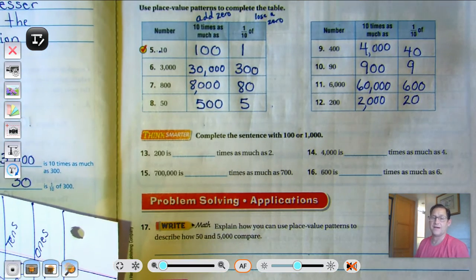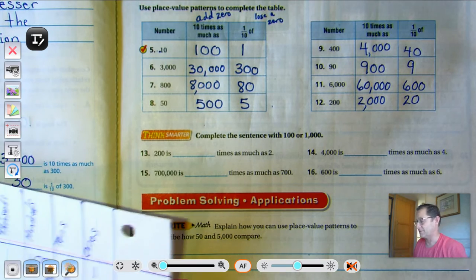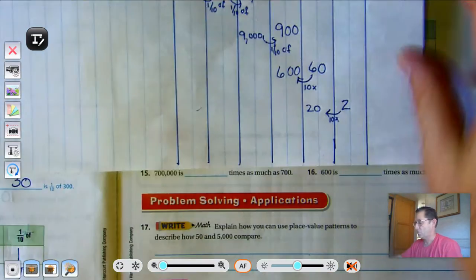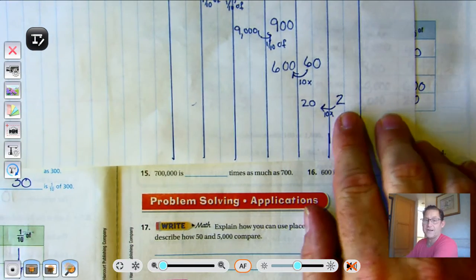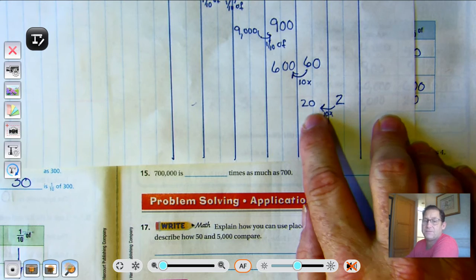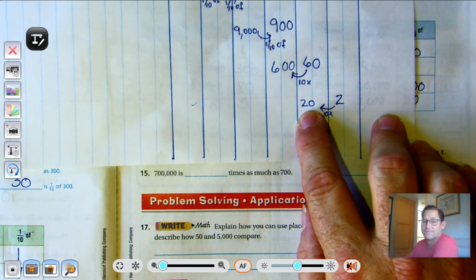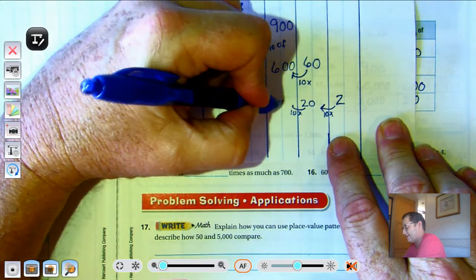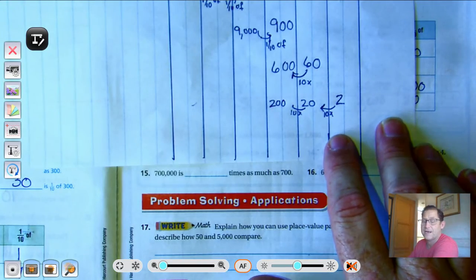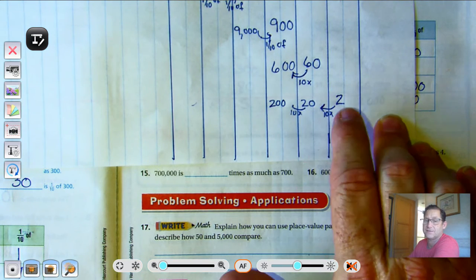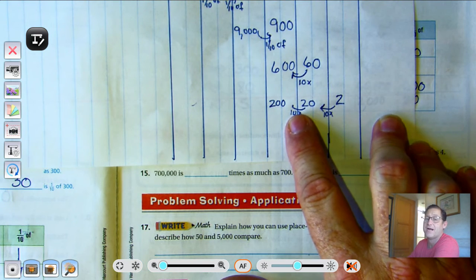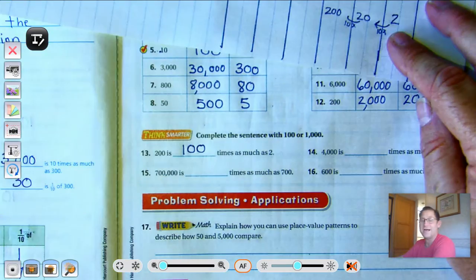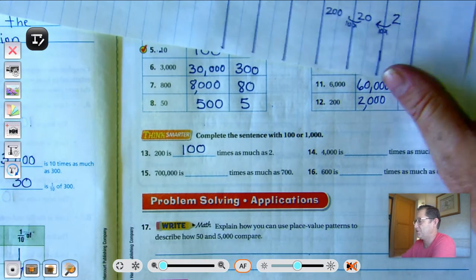So, now, back to what I was going to discuss here with 200 is, how many times as much as 2? Well, if I've started at 2, I'm in the ones place, right? If I take 10 times as much, I'll go from the ones to the tens. If I take 10 times as much again, I would be at 200. How many times have I increased? 10 times 10 is 100. So 200 is 100 times as much as 2.